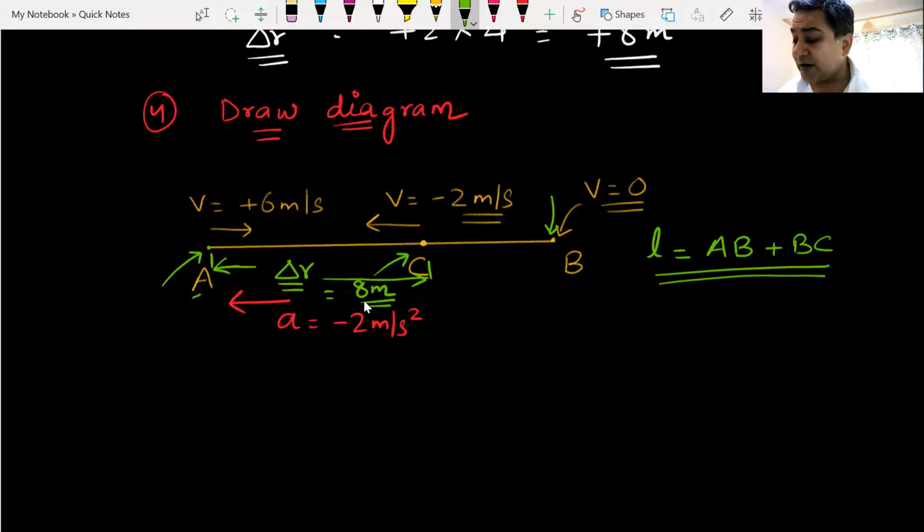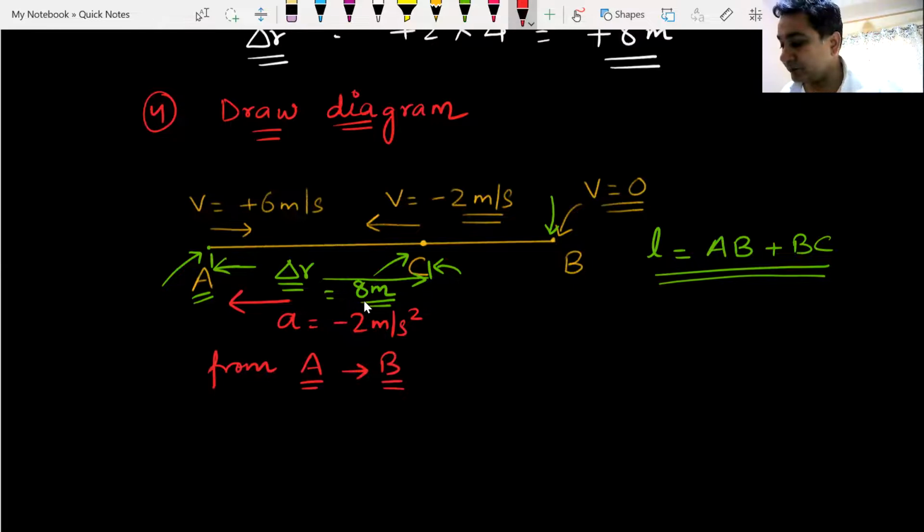Initial position of the particle is A. Final position of the particle is C. We have calculated the displacement from A to C, and it is coming as 8 meters. So now you have to find out the displacement from A to B. So what I'm going to do is write the equation from A to B. A is the initial point, B is the point where it has stopped.